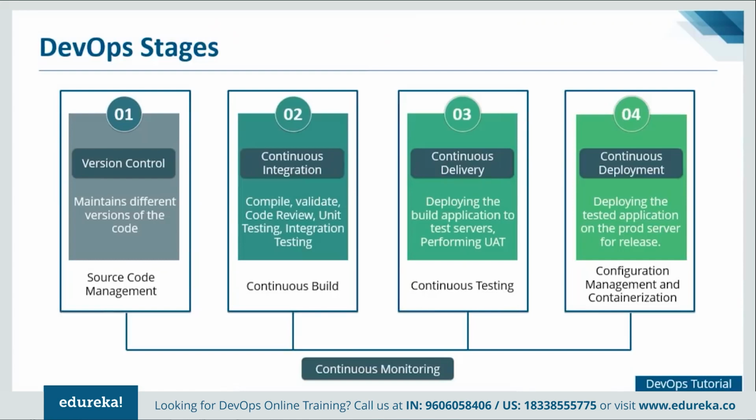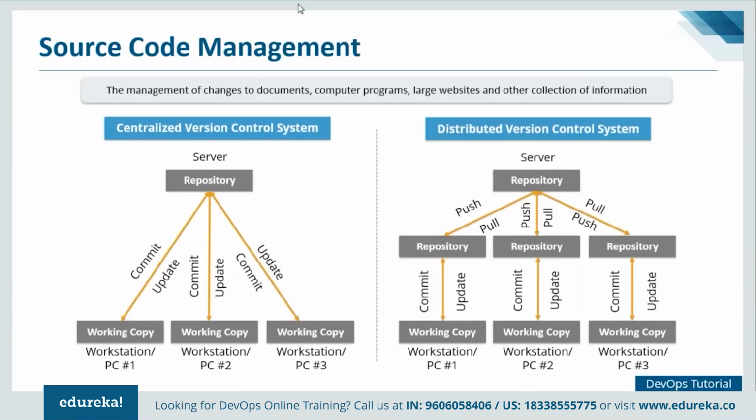We are going to discuss each of these stages one by one, starting from source code management, also called version control. What happens in source code management? There are two types of source code management approaches. One is called centralized version control, and another is called distributed version control. Now imagine there are multiple developers writing code for an application. If some bug is introduced, how will we know which commit has caused that error, and how will I revert back to the previous version of the code?